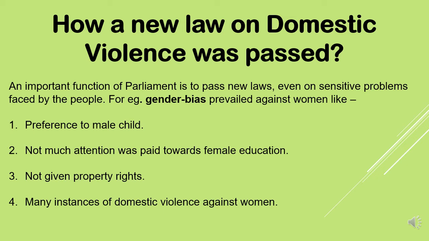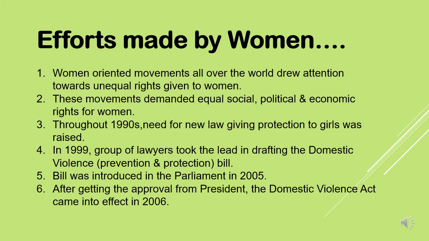Gender bias, gender discrimination. Now what are they? Preference for the male child. Not much attention was paid towards female education. Even in present time, in certain areas, females are not allowed to get education. Then, not given property rights, and many instances of domestic violence against women. So these are the problems which are faced by women. Now, last but not the least, efforts made by women.